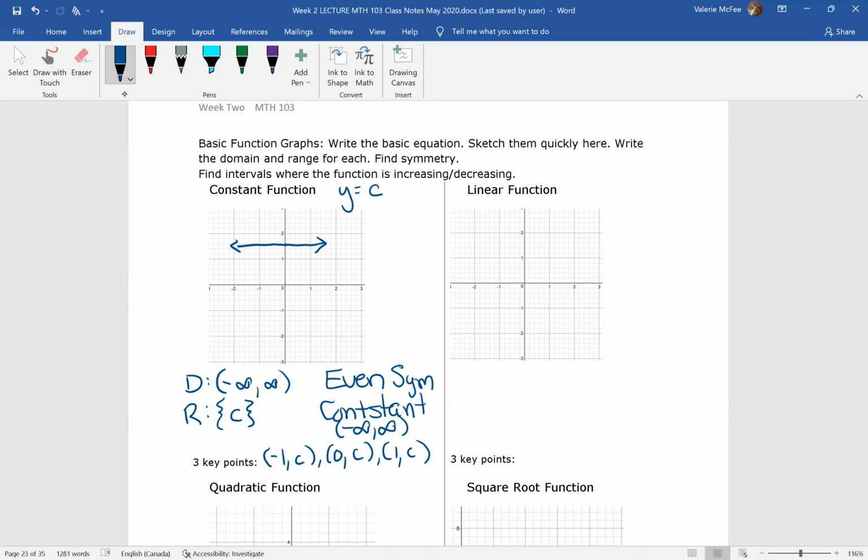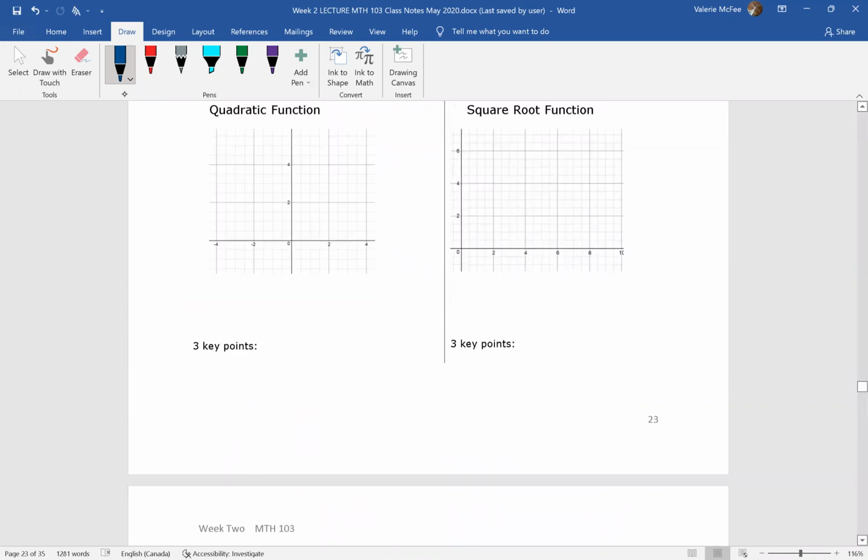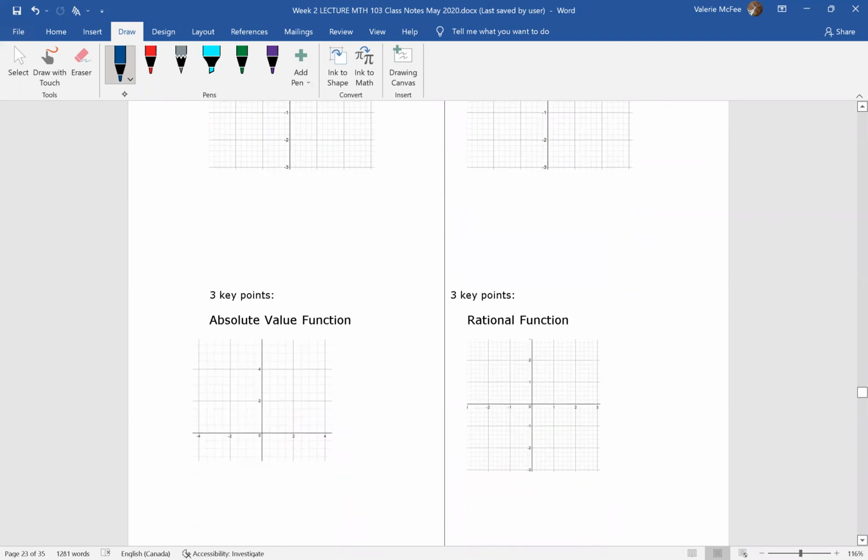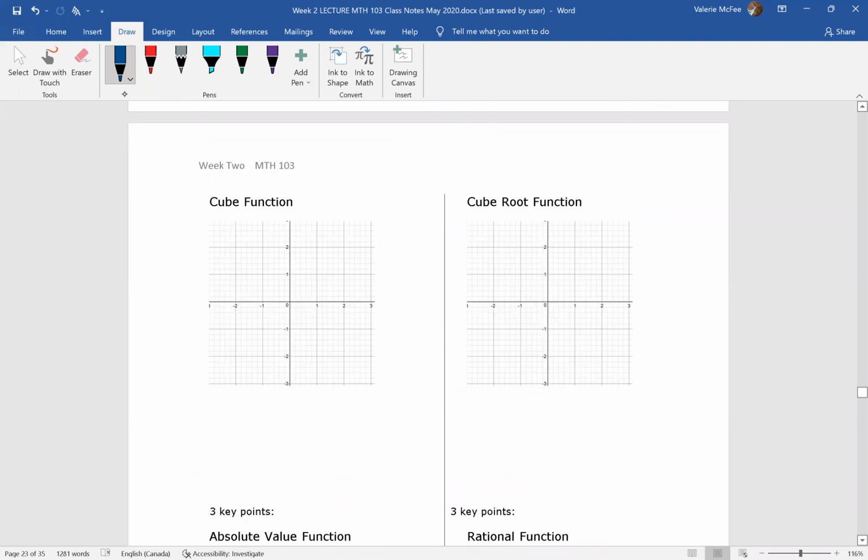Do that with each of these graphs so that you have them memorized and you're ready to use them when we work with piecewise defined functions.